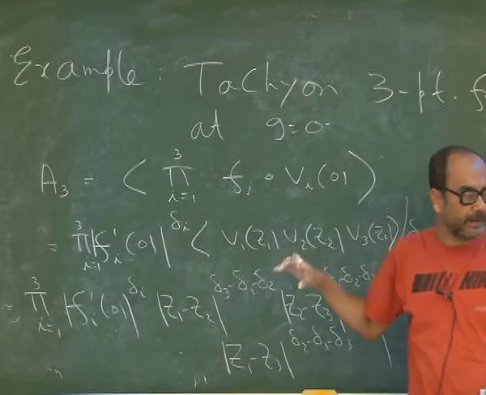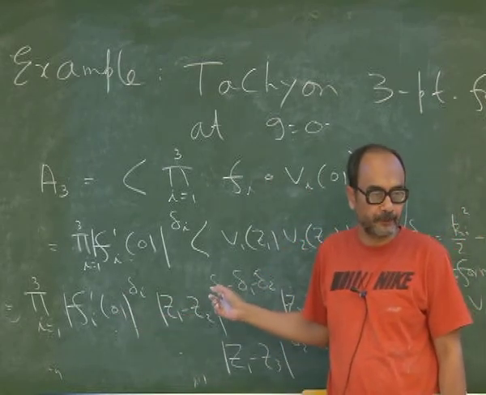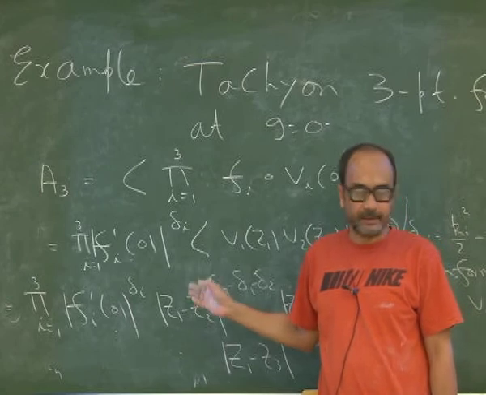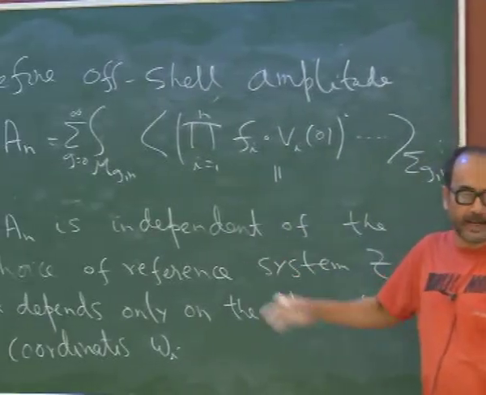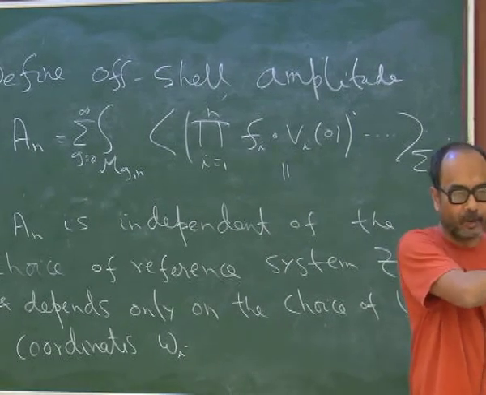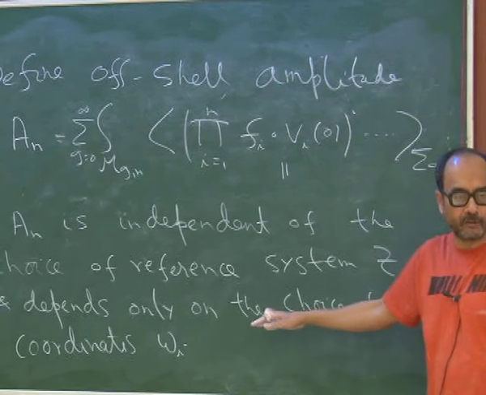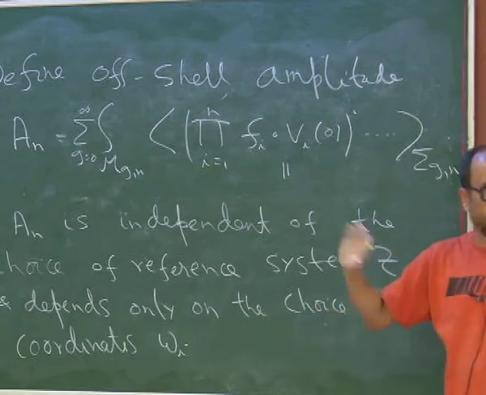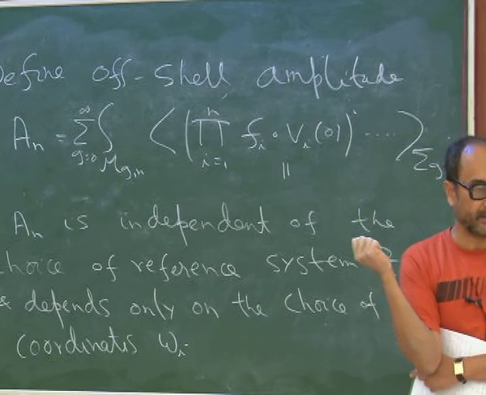If Vi is not primary, then we will not have just this factor. There will be more complicated transformation. But nevertheless, this statement is valid for all operators. I am going to demonstrate this only for this primary operator. But the fact that the correlation functions are independent of the choice of reference coordinate system is valid in general. Okay, that's how you have divided it in this fashion.